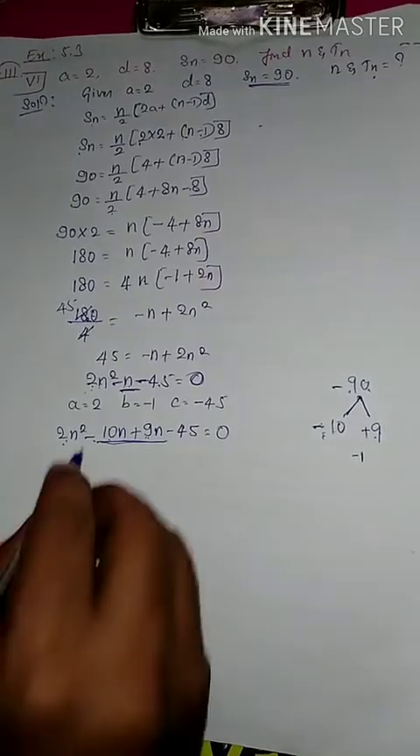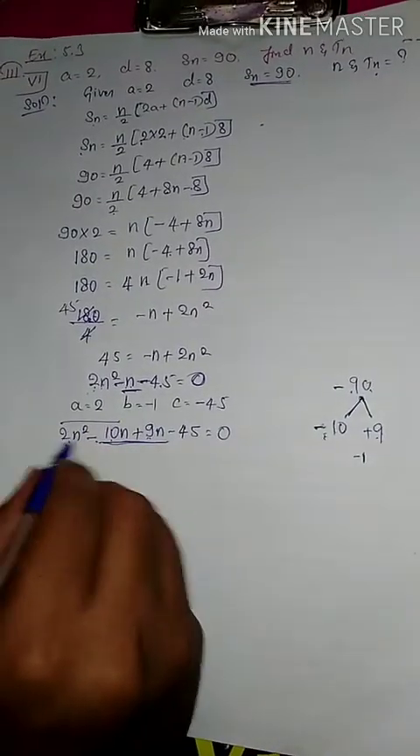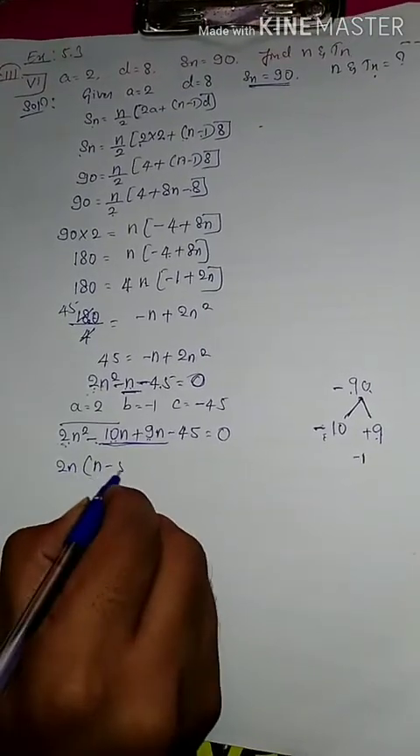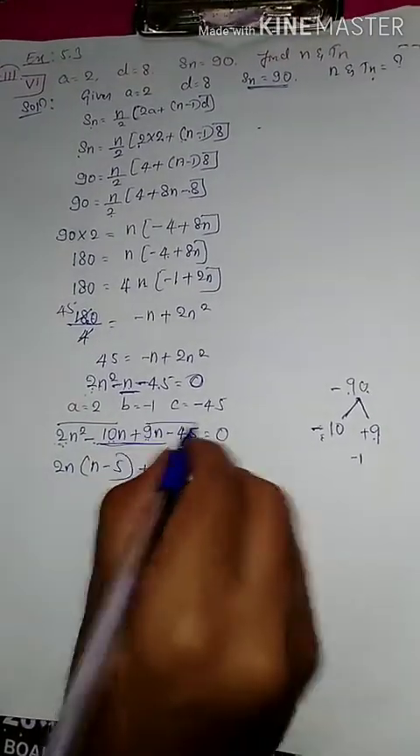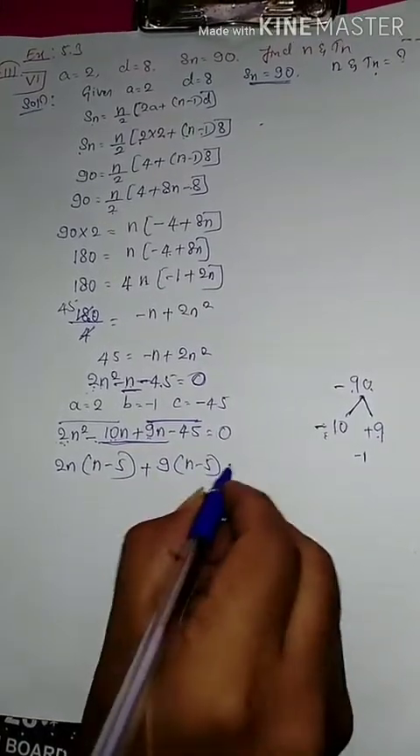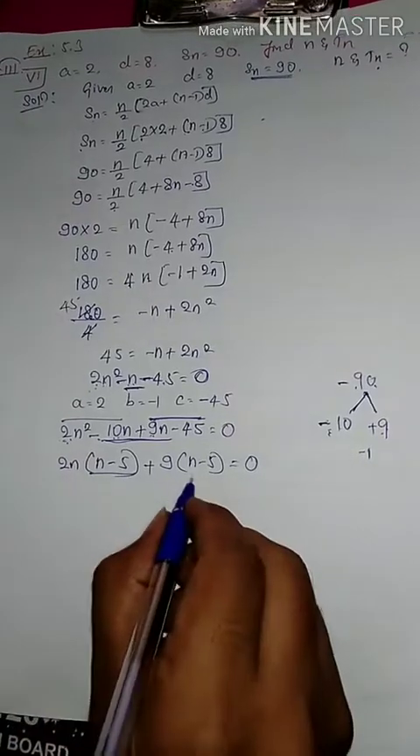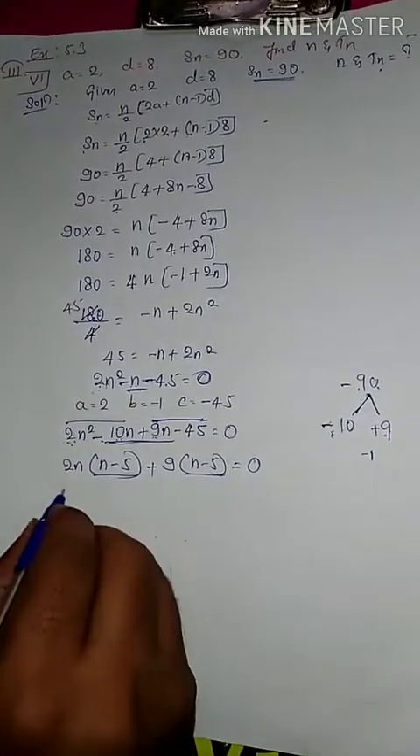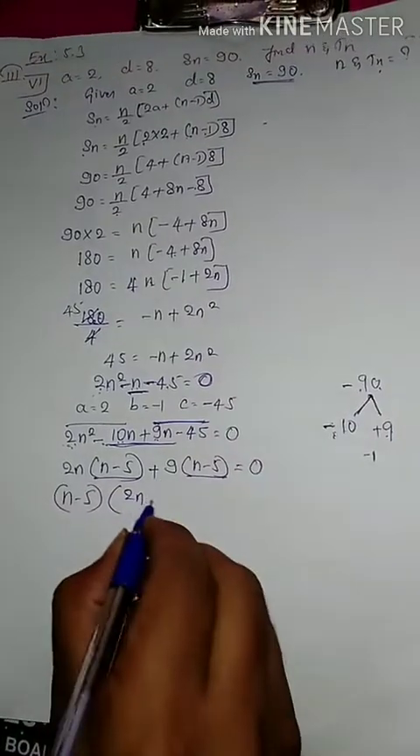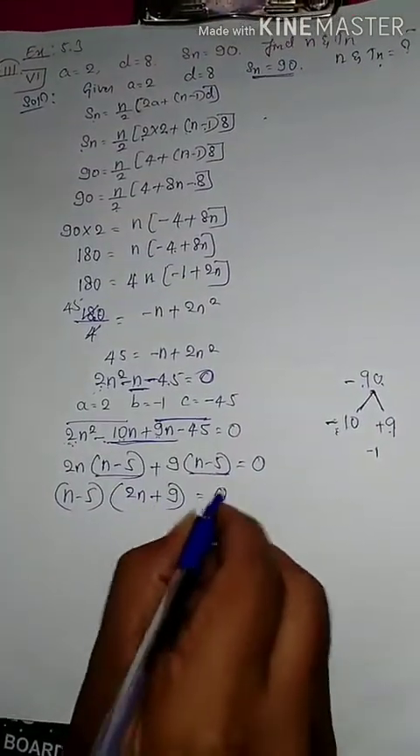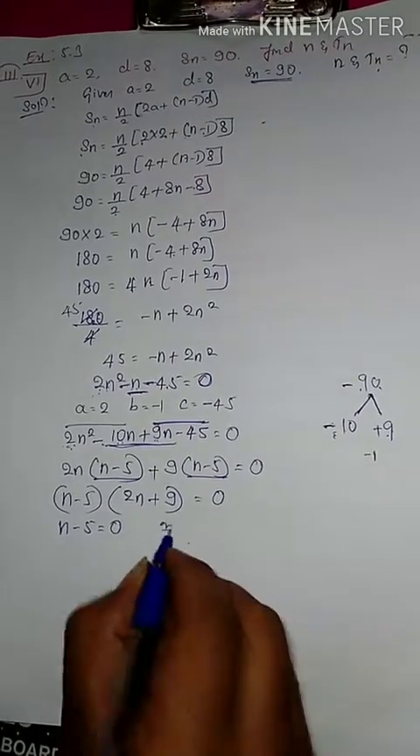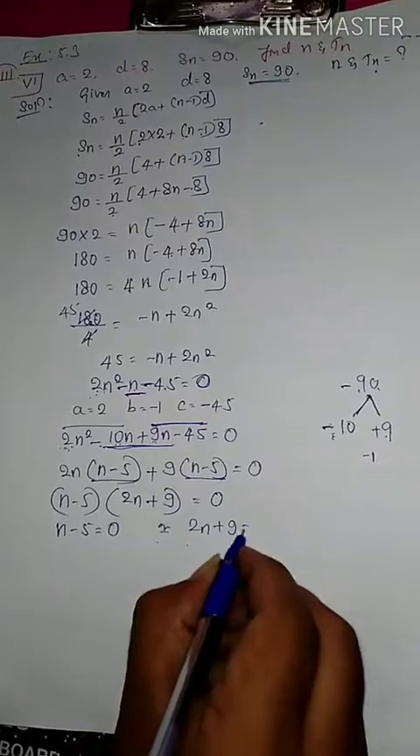So now in the first two terms, 2n is common, take it outside, 2n into n minus 5, plus in the last two terms 9 is common, take it outside, 9 into n minus 5 is equal to 0. Again n minus 5 is common, take it outside, n minus 5, and the remaining term is 2n here, and the remaining term is 9. 2n plus 9 is equal to 0. Now n minus 5 is equal to 0, or 2n plus 9 is equal to 0.